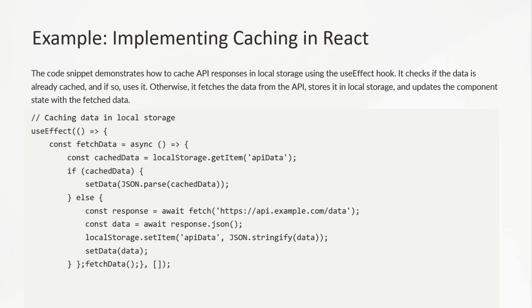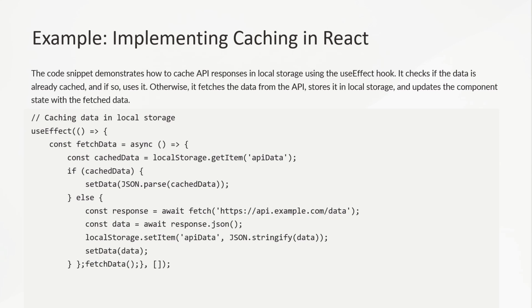Here is an example code snippet of implementing caching in React. The useEffect hook is employed to perform side effects in functional components. It is used to execute the data fetching and caching logic. Inside the useEffect block, an asynchronous function fetchData is defined to handle data retrieval and caching.